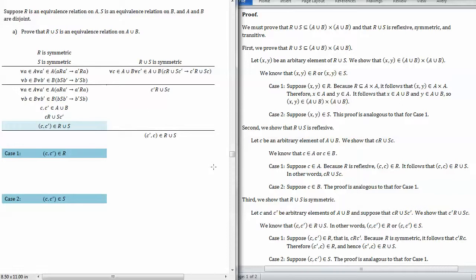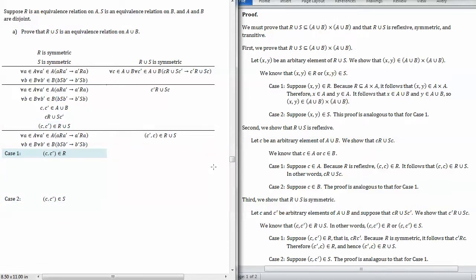Okay, and being in the union means that it's in one or the other, so we have a couple cases again. And think back to the pictures I drew a little while ago. You'll see we're basically saying the same thing we said there, but just with a bunch of notation instead of a picture, instead of arrows.